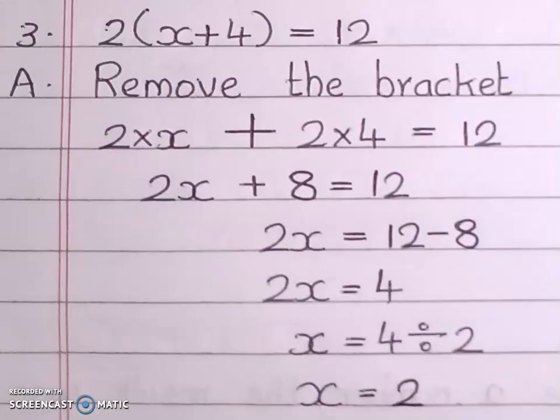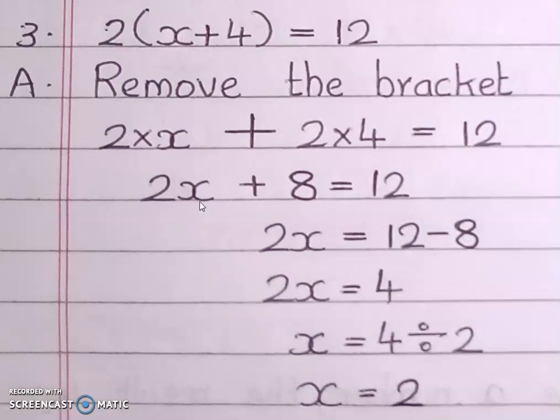2 into (x plus 4) is equal to 12. So, here you can see a bracket. Remove the bracket first. Applying the distributive property, you should remove the bracket. How will you apply the distributive property? 2 into x plus 2 into 4.